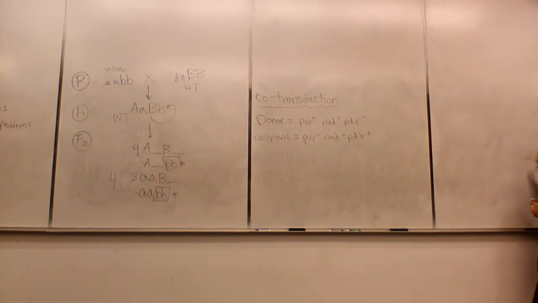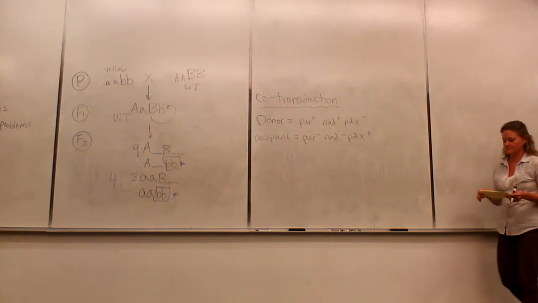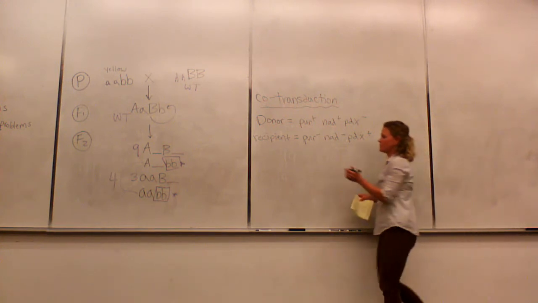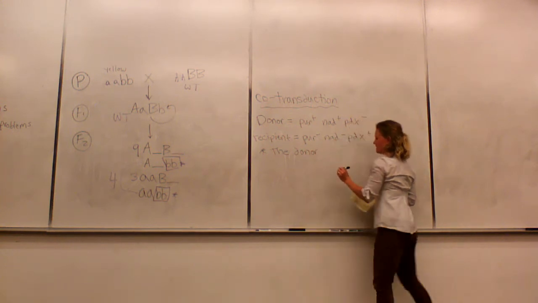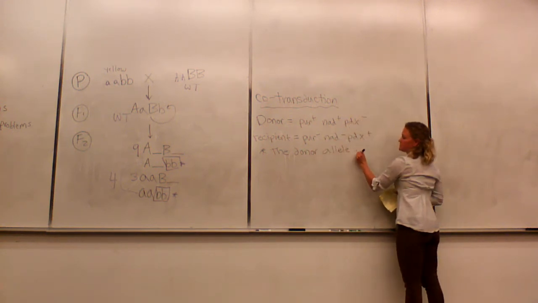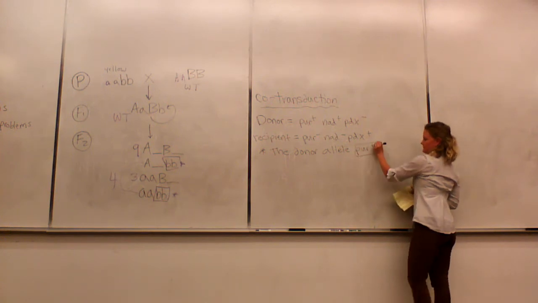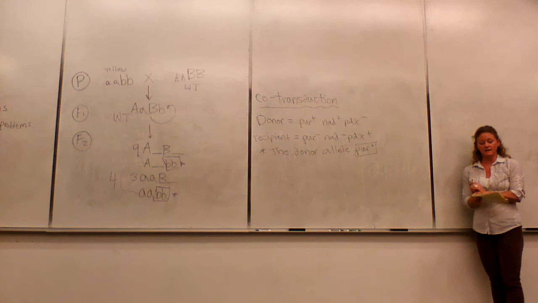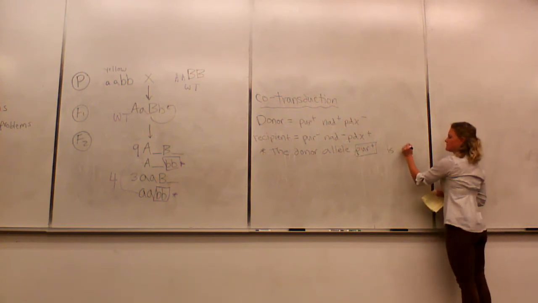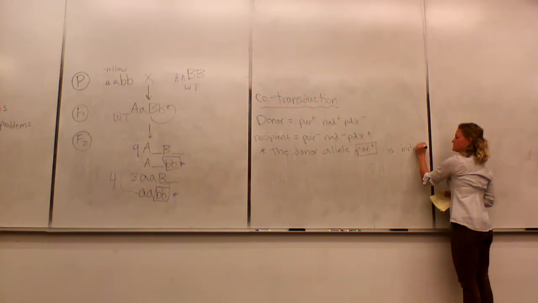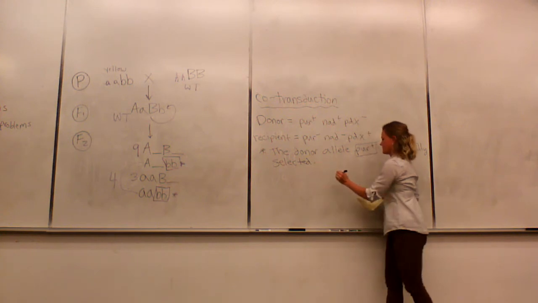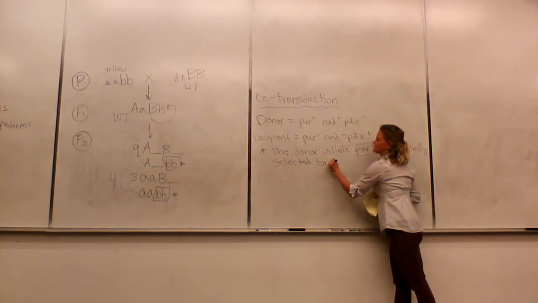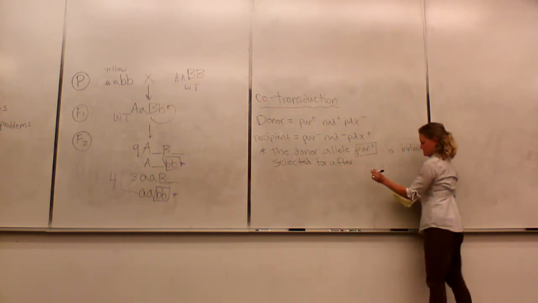Your donor is plus for pure and NAD and minus for PDX. Recipient is the opposite genotype. You're told that the donor allele pure plus is the one that's initially selected for. So this would be after transduction has occurred.